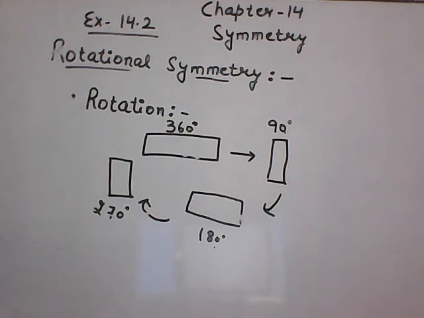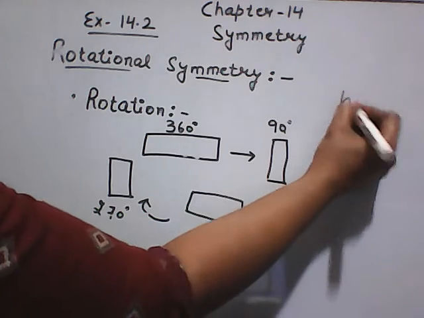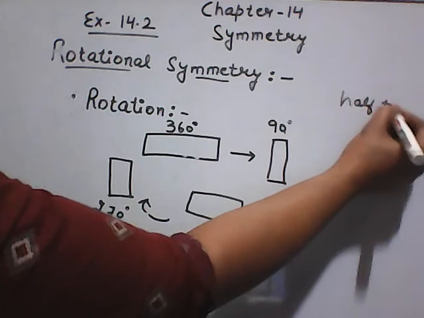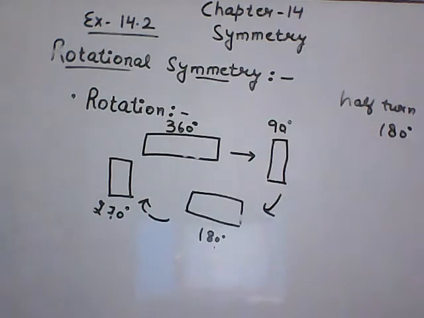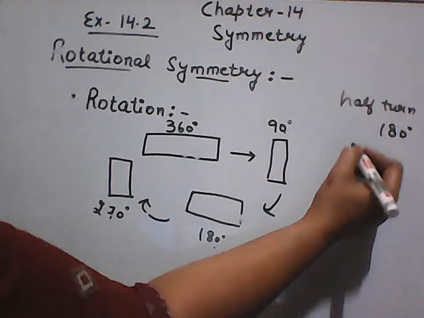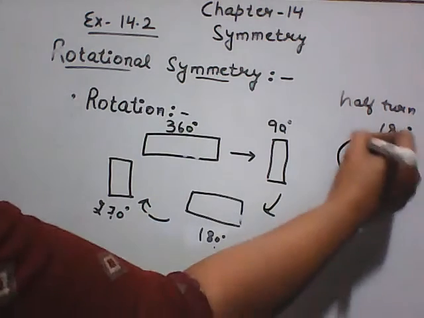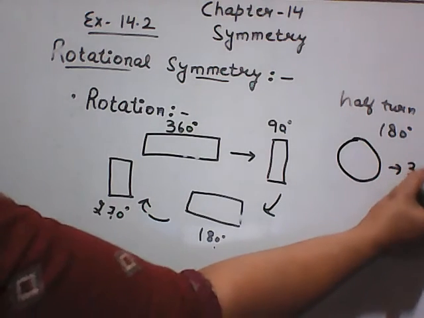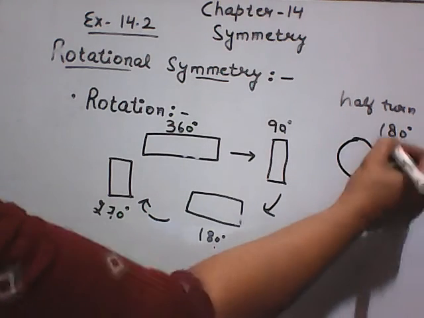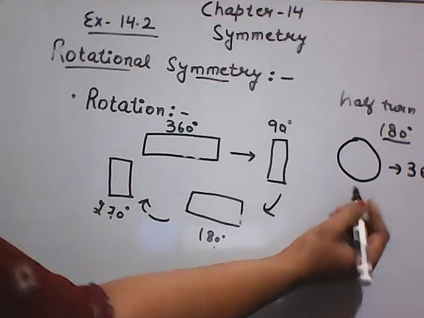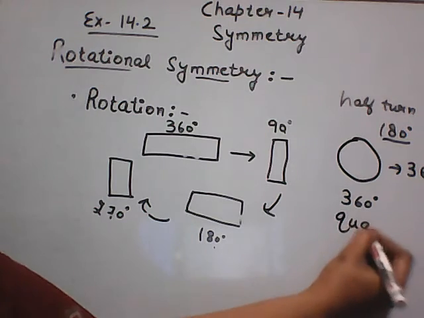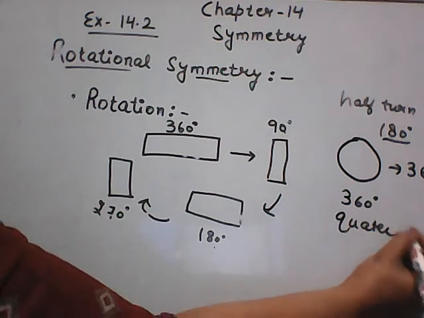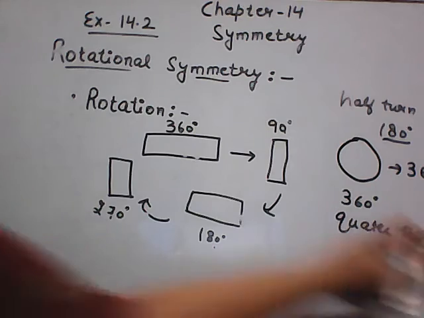A half turn means 180 degrees. A complete rotation will be 360 degrees. Half rotation means 180 degrees. Complete rotation means 360 degrees. Quarter turn means 90 degrees.